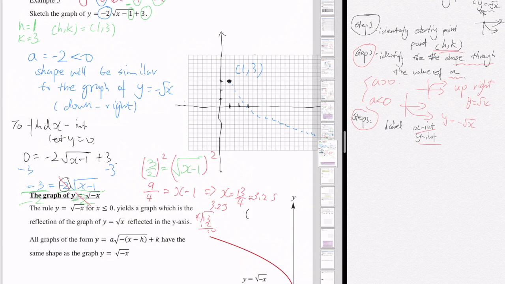Okay, coming back to our Cartesian plane, I know my x-intercept is going to be (3.25, 0) or (13/4, 0), they're the same. So 13 over 4 is 3.25. So I have 1, 2, 3, 4, so it is roughly over here, in the middle to the left. That's roughly my x-intercept. Label it (13/4, 0), and then connect them together. So that's going to be my graph of y equal to negative 2 square root of x minus 1, plus 3.